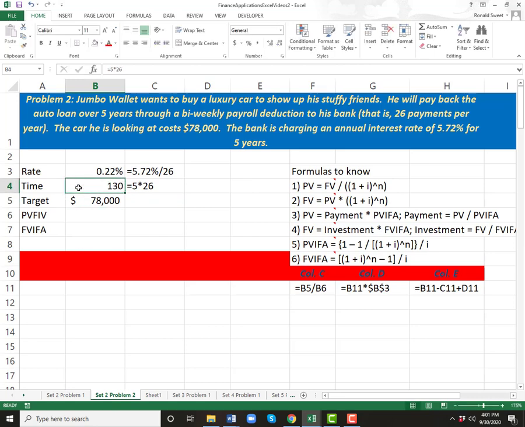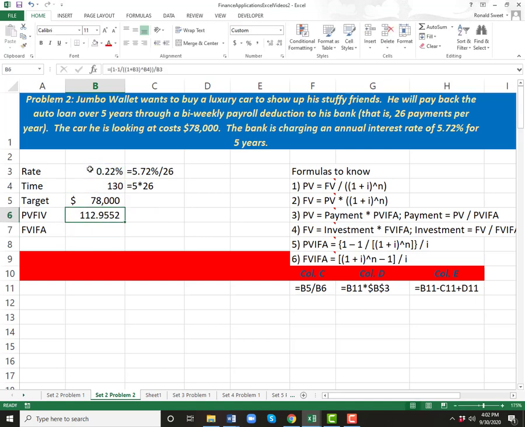So what is our target portfolio? Well, he's going to buy a $78,000 car, which to me would be a luxury car. Some of y'all, that might not be all that luxury, but for me, that's a luxury car. So $78,000. And then again, we'll do this formula. It's good practice. You do it exactly like it's in the formula over here on number five. So 1 minus 1 divided by 1 plus, make sure you click on the rate, don't type it in, close parentheses, shift 6, which gives you the caret. You want to raise it to 130 bi-weeks, close parentheses, divided by the rate.